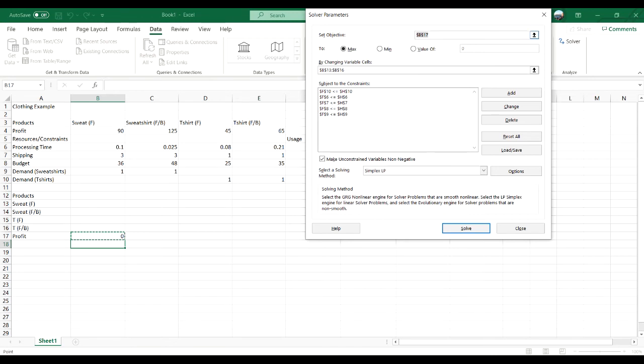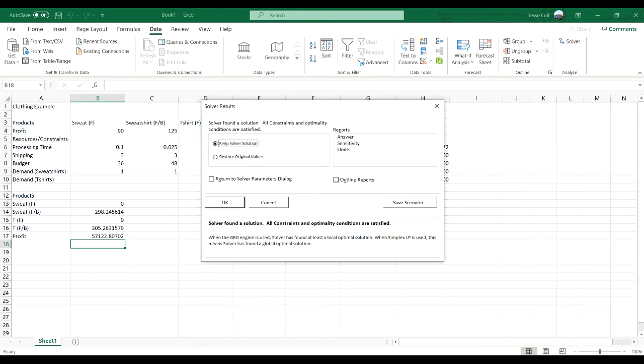We know we're looking at profit. The computer is trying different possibilities of sweatshirt front back, t-shirt front back, which is cells B13, B14, B15, and B16. So we hit solve. All our constraints and optimality conditions are satisfied. We've successfully come to the maximum profit available if all of these limitations exist and if those are the correct prices.